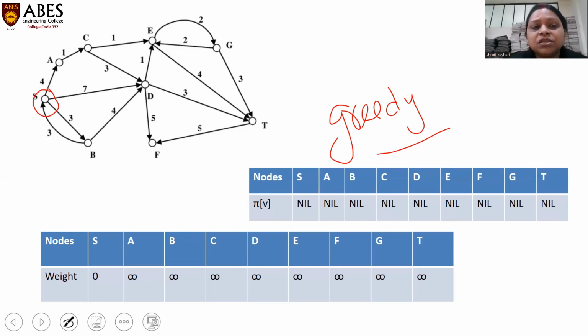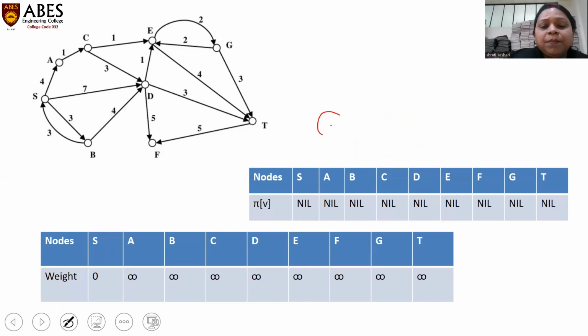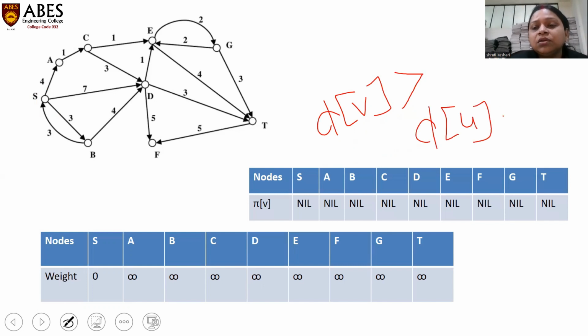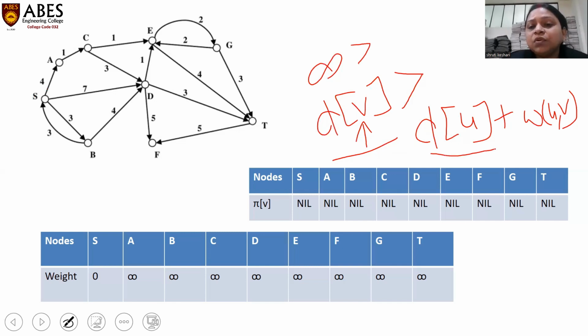Then according to the relaxation process, currently the weight of A, D, and B is infinity. Relaxation says that if the weight of a particular node V is greater than the weight of node U plus the weight of edge U to V, then we update it. Here, we have an edge from S to A, V stands for A, and the weight of A is infinity. This is greater than the weight of S, which is 0, plus the weight of the edge from S to A, that is 4. If infinity is greater than this value, then relax the vertex A and update it by the given value. So we update this value by putting 4.